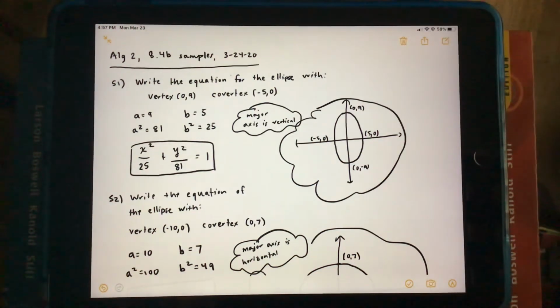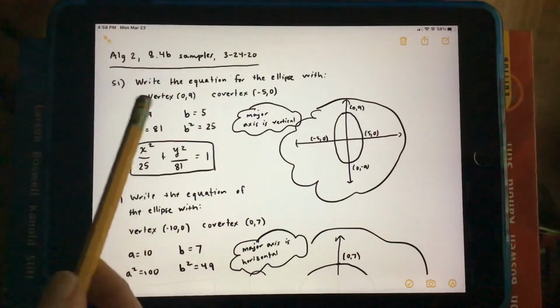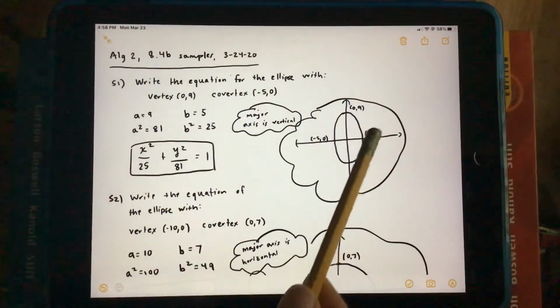Hey, Algebra 2 class, we're going to go for 8.4b samples in preparation for our 8.4b quiz today on March 24th. For sample 1, we're going to write the equation for the ellipse given particular information about the vertex and the covertex. Just to get myself oriented, I have gone ahead and drawn a quick sketch given the vertex and covertex that I have here.